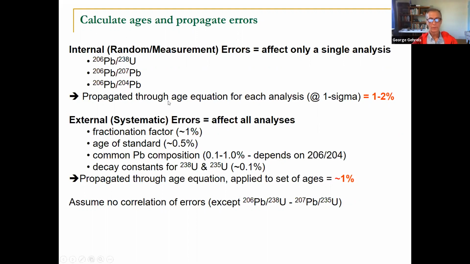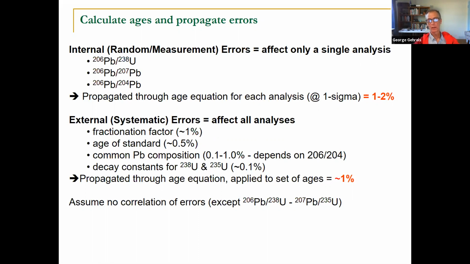And those are propagated through the age equation, and those might end up giving you a 1% or 2% uncertainty at 1 sigma. Then there are other uncertainties that come into each analysis, and these would change the whole data set. So the easiest one to imagine for that is the decay constant. What if our decay constant is 0.1% off? Well, then every age that you calculate is going to be that same 0.1% off, right?